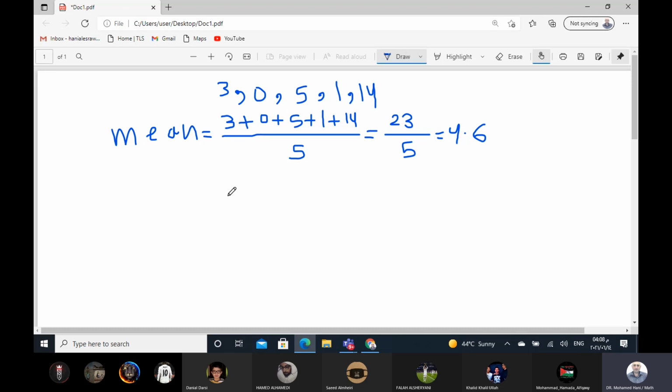Fine. I have the second example. Suppose we have 16, 25, 13, 2, 7, and 6. I want all of you to try to find the mean. You have 2 minutes, then tell me what your answer is. Start, please.